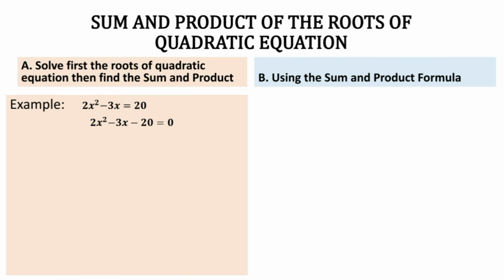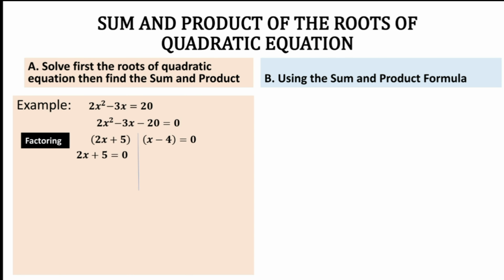Next, find the roots of this equation by using factoring. So the factored terms of this trinomial would be quantity 2x plus 5 times quantity x minus 4 is equals to 0. Then apply the zero product property as we set each factor equal to 0. So first factor is 2x plus 5 is equals to 0 and x minus 4 equals to 0.